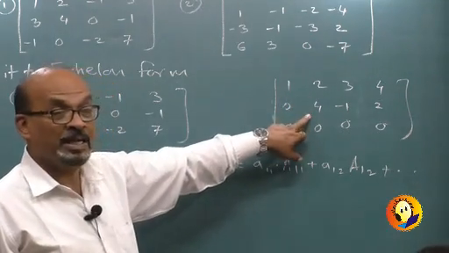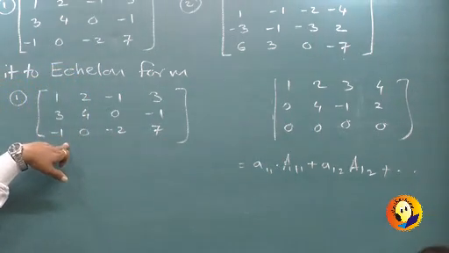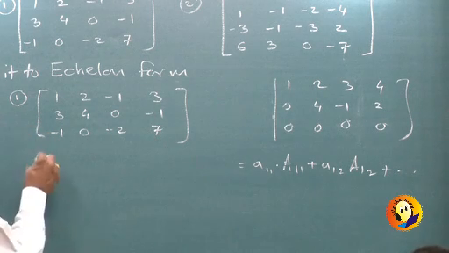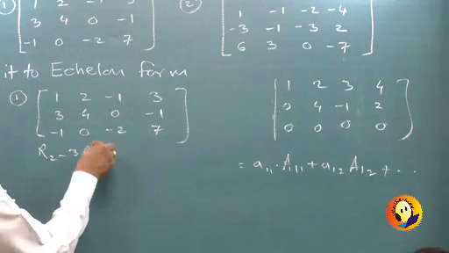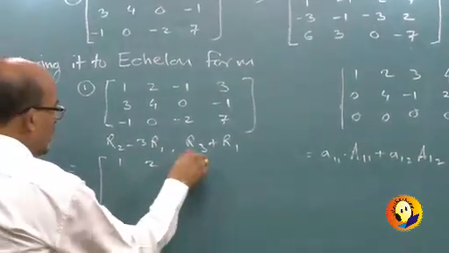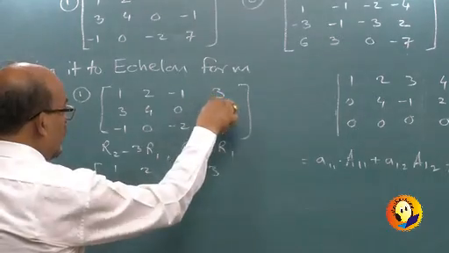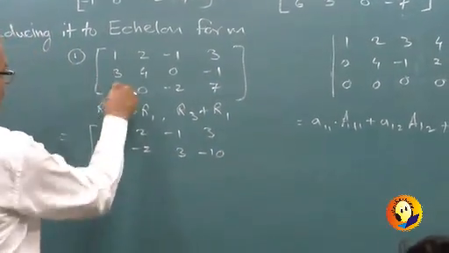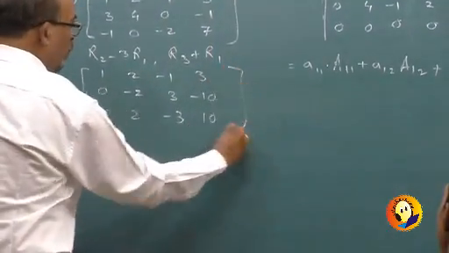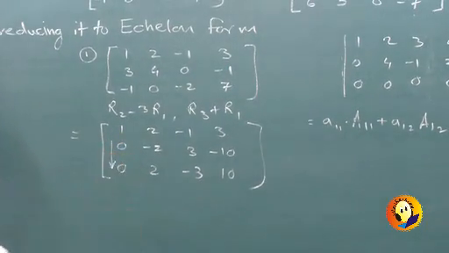This is what we call a canonical form. So the task that we will perform over here is using this element, make these two zeros. Let it take care of itself. So it will be R2 minus 3 times R1 and R3 plus R1, which will give us 1, 2, minus 1, 3; 0, minus 2, 3, minus 10; and when we add, it is 0, 2, minus 3, 10. First operation done. So first column below the diagonal is made 0.